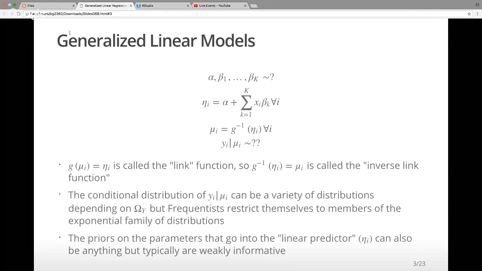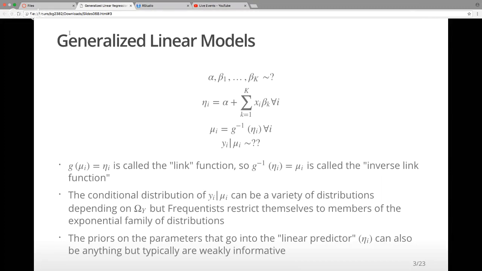Anyway, and then the final step of this is some conditional distribution for y_i given its conditional expectation mu, which is a function of the x's and the alphas and the betas and the inverse g function that you're using. And so this conditional distribution of y given its conditional expectation can be a variety of things depending on what the sample space for your outcome is.